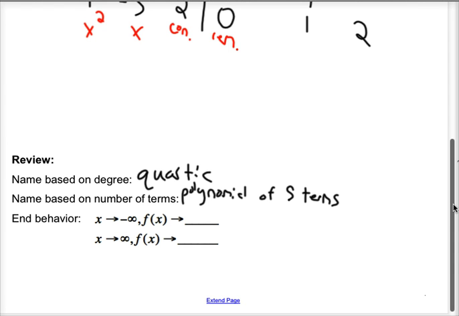And then the end behavior. If you remember the graph, it goes up in both directions. So both times it's going to infinity. Again, sorry for nearly forgetting that. But again, please make sure you have all this written down. Come back to class prepared to do our practice work.